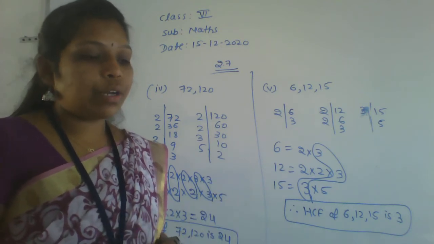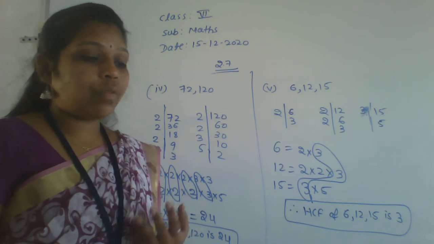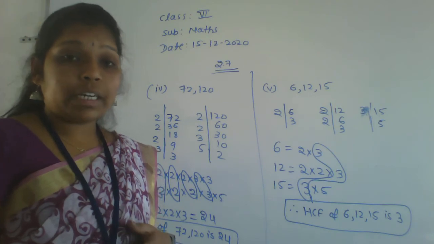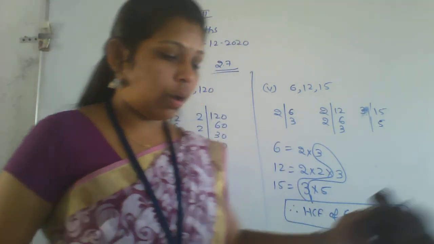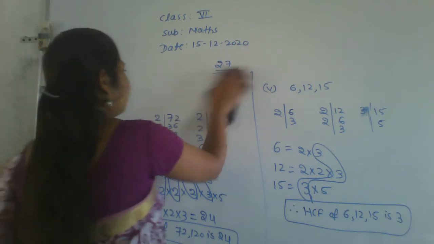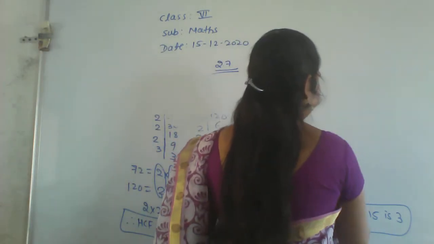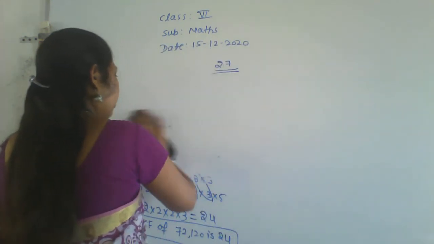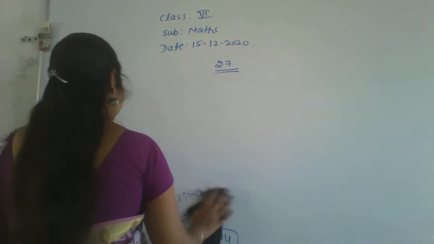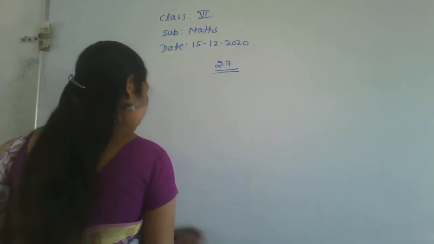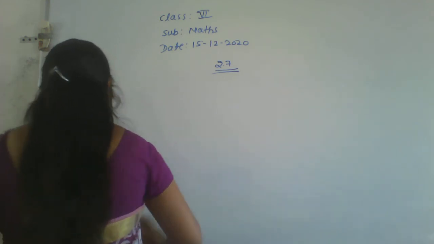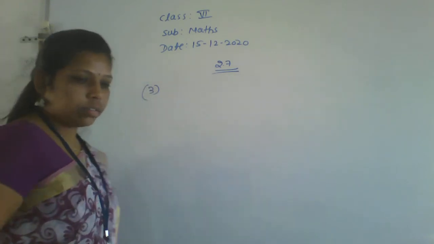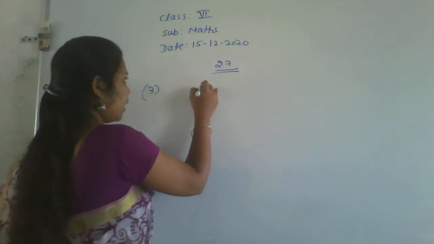Now we are going to solve the third main, that is, find the HCF of the following numbers by the division method. How to do it by the division method, we'll see now. Okay, third main. What is the third main? Find the HCF by division method.